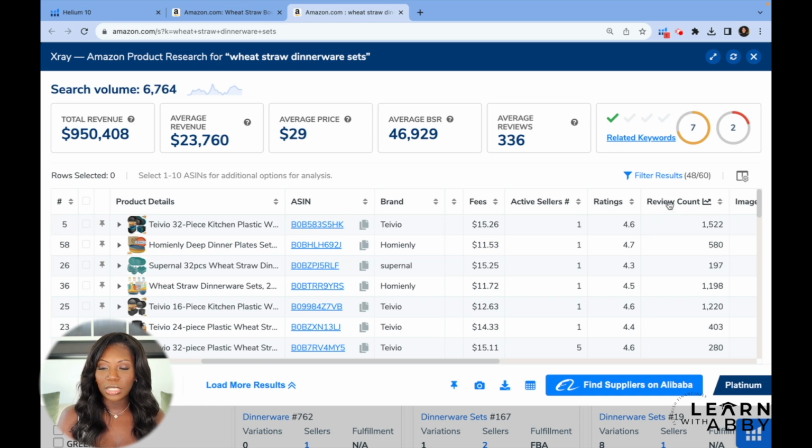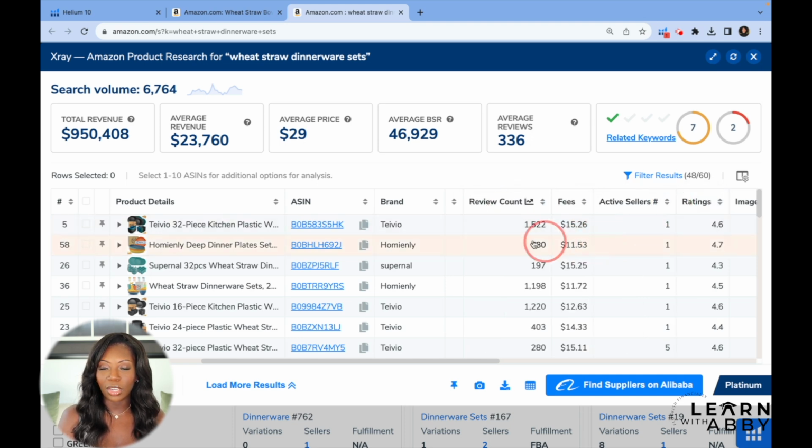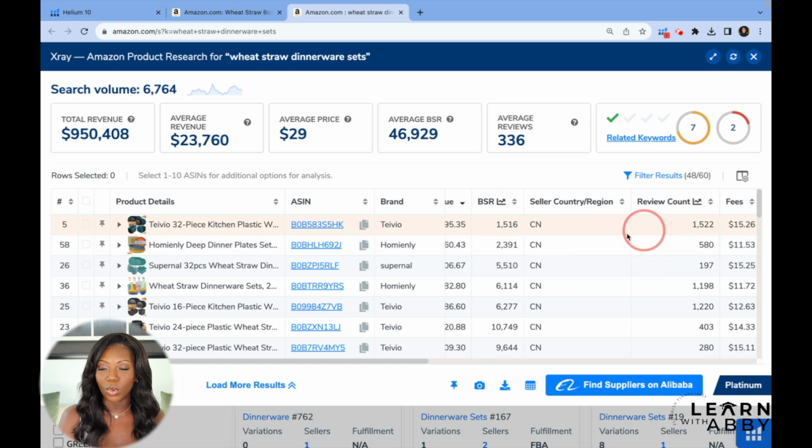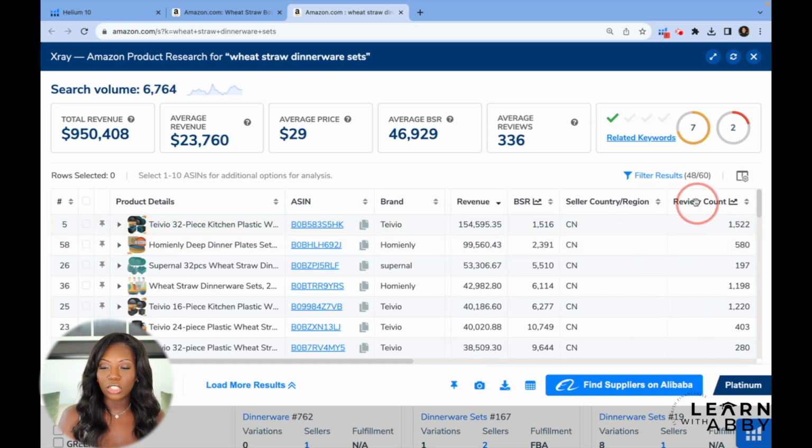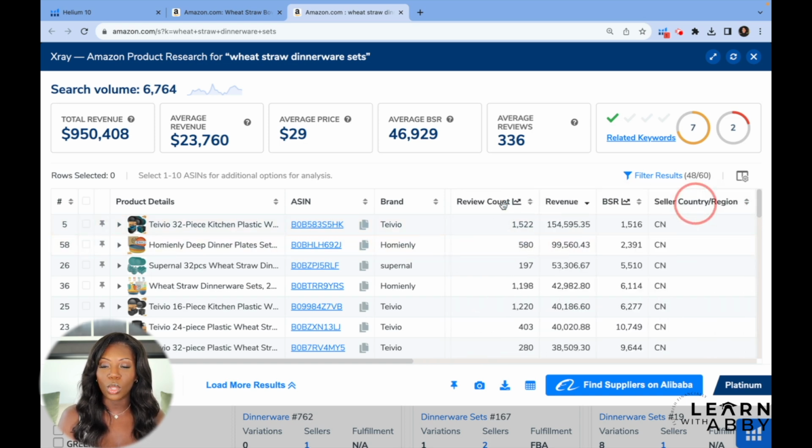So review count is very important because it tells us what the competition is like, and I always like to have it sitting right next to the revenue column. For me personally, that's just the easiest way that I'm able to look at the data. You don't have to do that, but it's just something that I have done for years now. So that is what I'm going to go ahead and do.